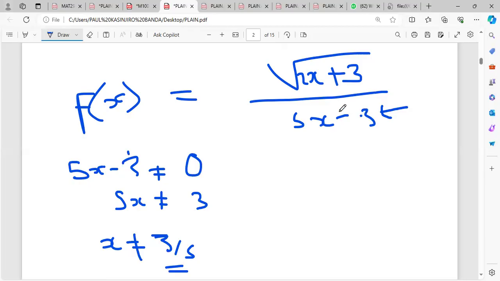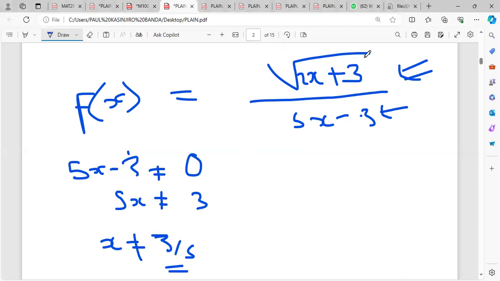This denominator should never be 0, meaning we can use any value here apart from 3 over 5. So the domain will be the set of all real numbers apart from this value. But we are not done, because this function is a combination of two functions, so we also have to find the domain of that radical function.